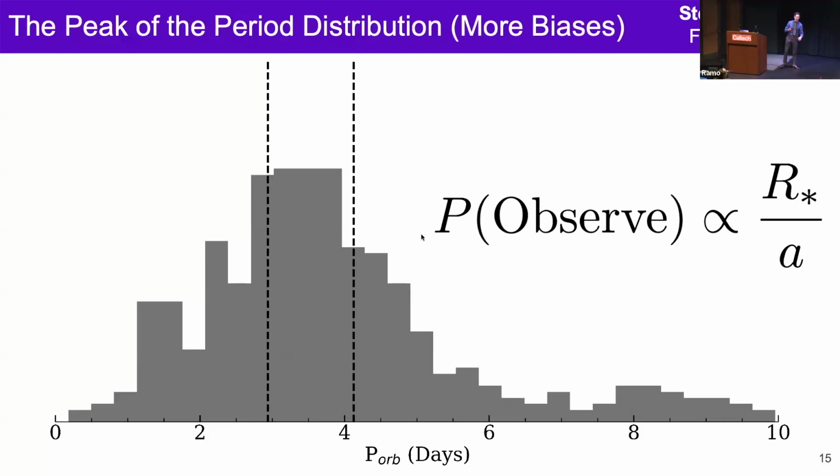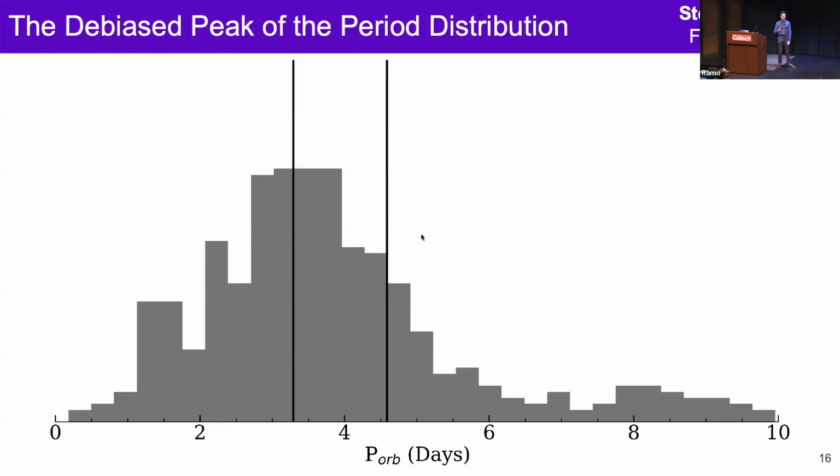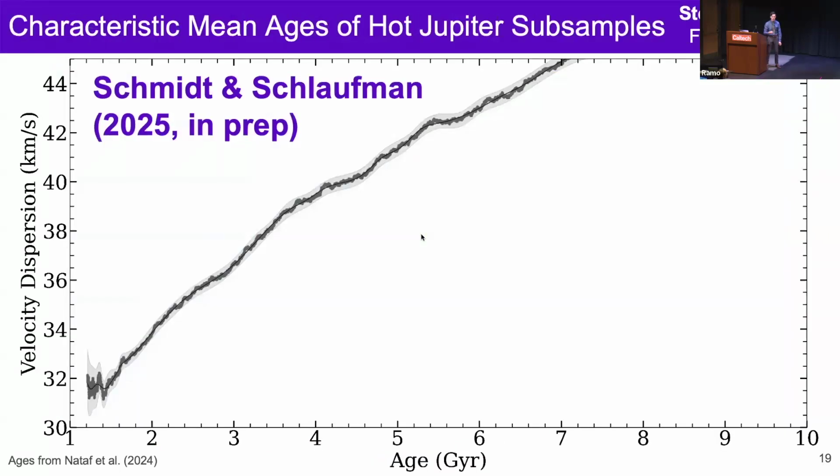So what we can do is weight these hot Jupiters based on this scaled semi-major axis and debias the hot Jupiter population's period distribution to get 3 subpopulations: one inside the peak in light blue, one near the debiased peak in dark blue, and one outside the debiased peak in green. With all of these, we can calculate their velocity dispersions and compare them to the age-velocity dispersion relation.